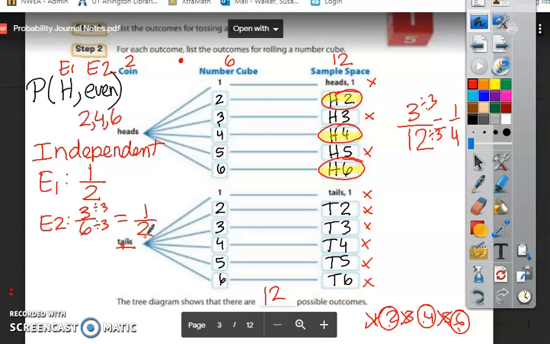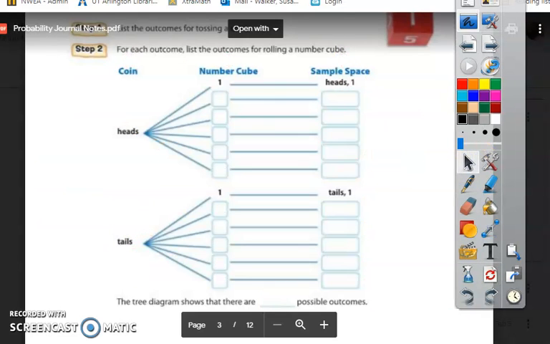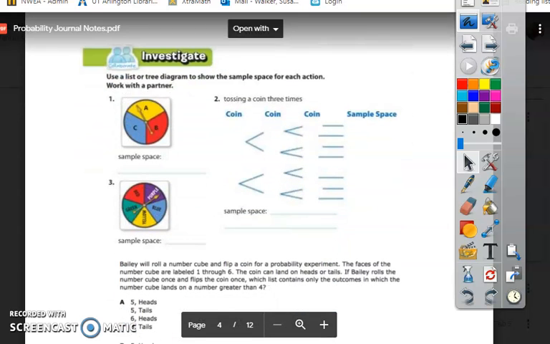E1, E2, multiply. Find your simple probability, and multiply. Get the same answer, okay? So that's just kind of an example of what is coming. I love probability. It takes a little bit to get used to it, but it's going to happen.